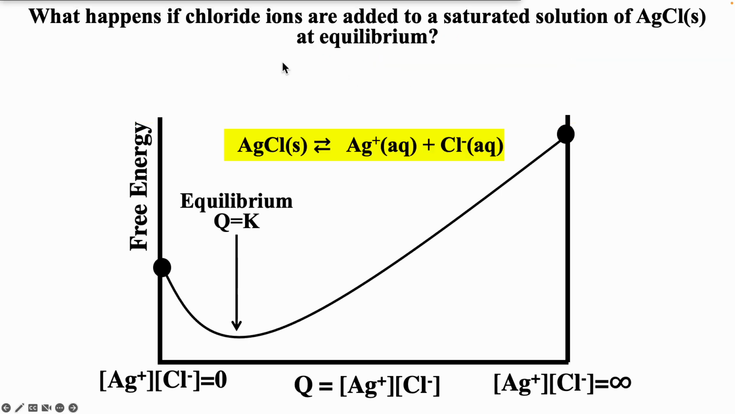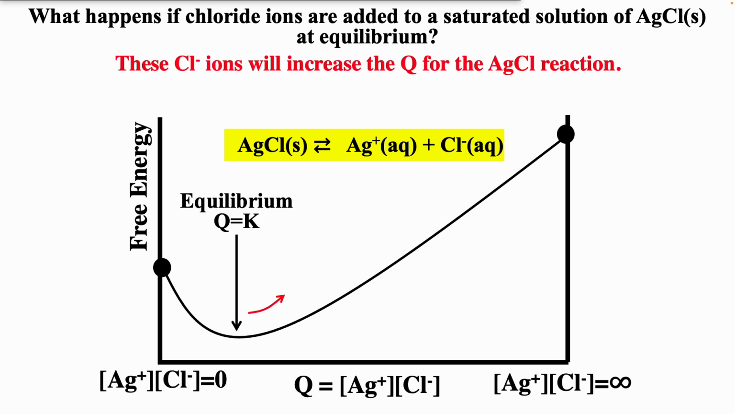So what happens if chloride ions are added to a saturated solution of silver chloride solid at equilibrium? Saturated solution means you're down here at the minimum. And so the question is, you're at the minimum and you add chloride ions, say like sodium chloride, which is very soluble. What will happen?